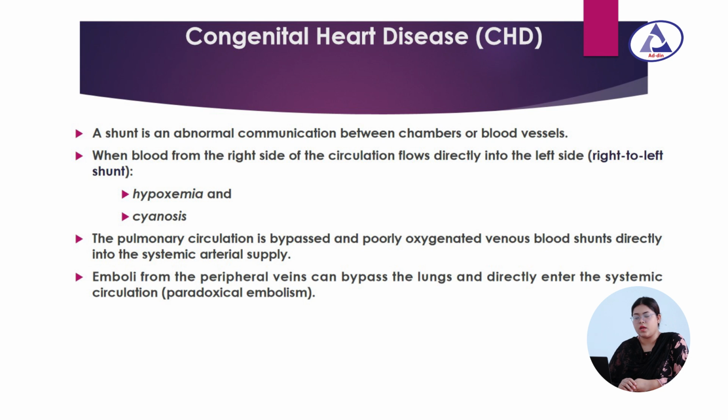When blood from the right side of the circulation flows directly into the left side, which is the right to left shunt, it causes hypoxemia and cyanosis. The pulmonary circulation is bypassed and the poorly oxygenated venous blood shunts directly into the systemic arterial supply. Emboli from the peripheral veins can bypass the lungs and directly enter the systemic circulation.